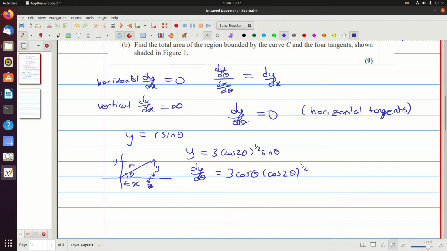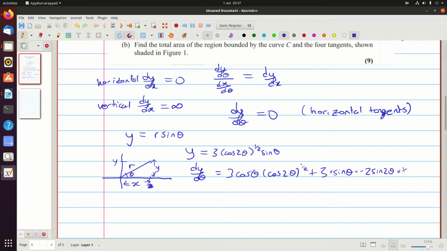And then I'm going to differentiate the cos 2 theta to the half. So I'm going to get plus 3 times now. This is going to take a little while. Well, let's put the sine theta in first. Now let's differentiate the cos 2 theta, and that differentiates to minus 2 sine 2 theta.